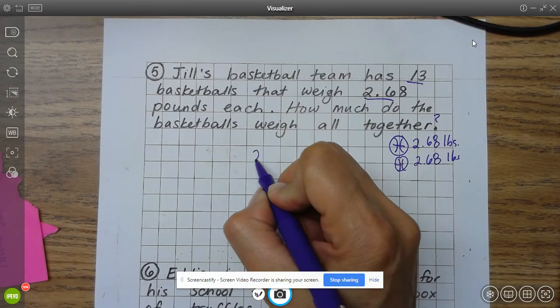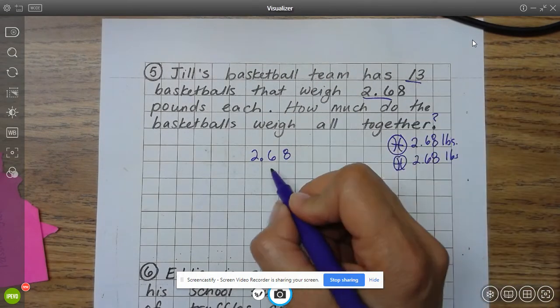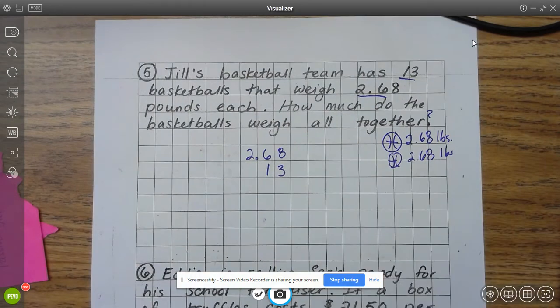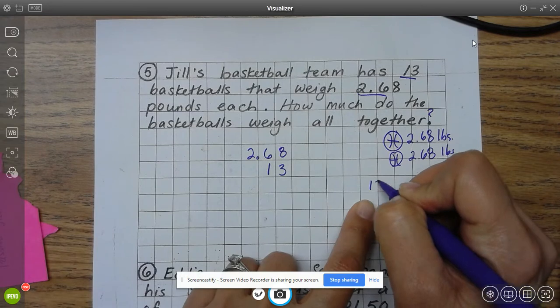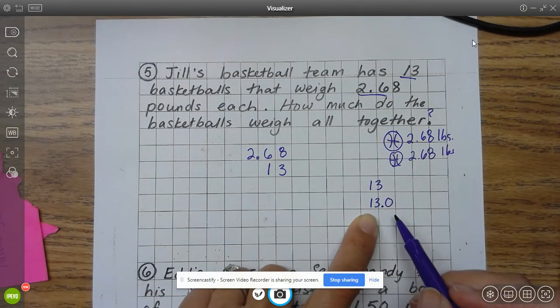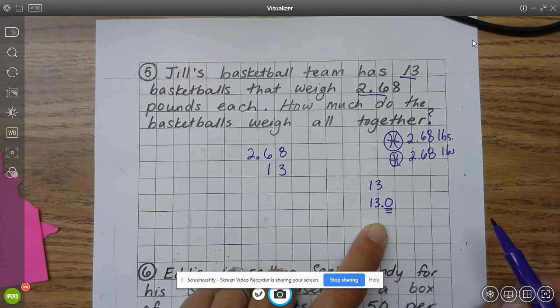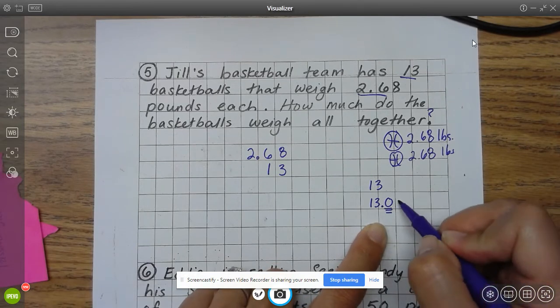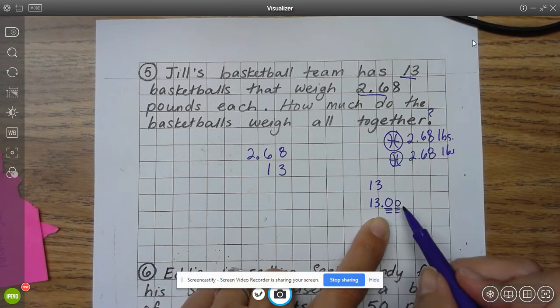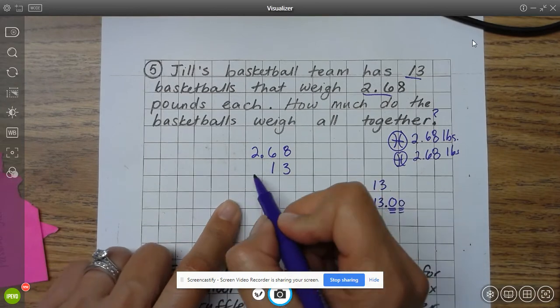So I'm going to go ahead and set up my problem. 2.68 times 13. That's a whole number here. There's no decimal. This does mean the same thing as 13.0. These mean the same thing. I didn't add a value here. If I added 0/10, I haven't added anything. There's no value here. All right, so decimal times a whole number.